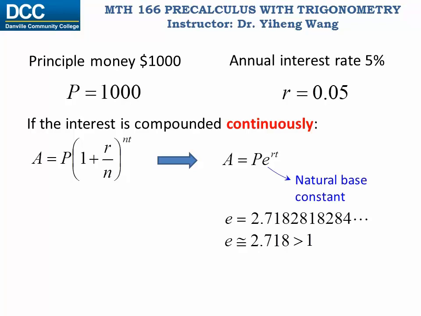Therefore, if we want to calculate how much is your balance after 10 years again, if your money is being compounded continuously, your balance is calculated to be $1,000 multiplied by e to the 0.05 times 10th power, and that is approximately $1,648.72, which is higher than any of the previous numbers. This is the absolute maximum money you can get with the same principal money with the same interest rate.